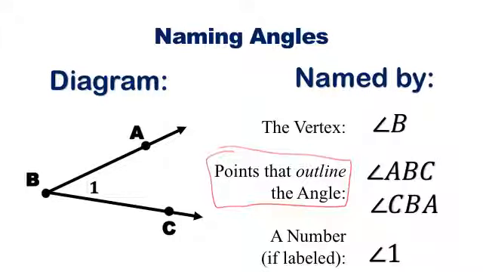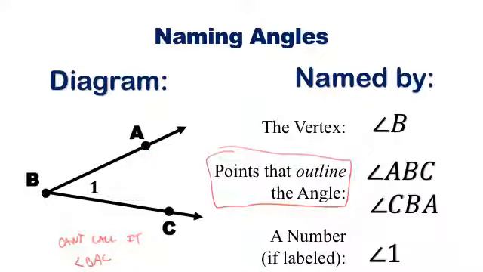Notice, though, I cannot call it angle BAC, right? Because think about it. Outlining it, tracing it, if I trace BAC, starting at B, going to A, and going to C, I would get this angle, B to A to C. And that red angle is not what we're looking for. So again, when you name it this way, make sure you trace it out with your pencil or with your finger.